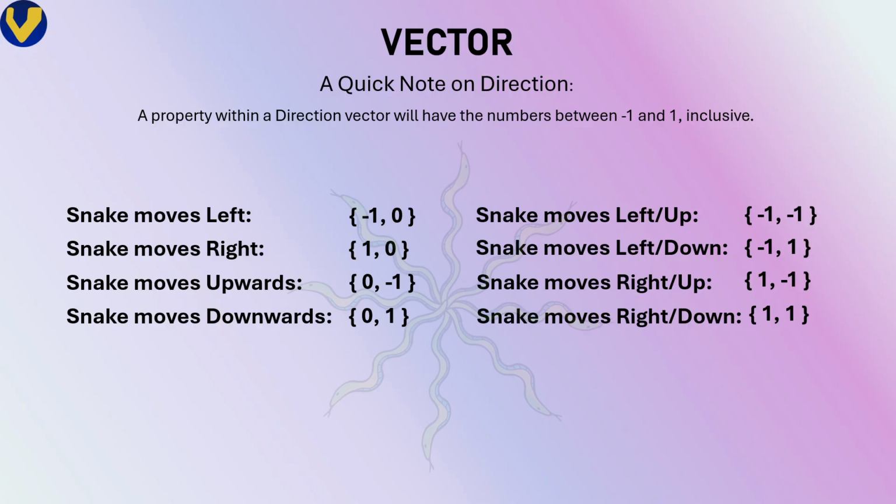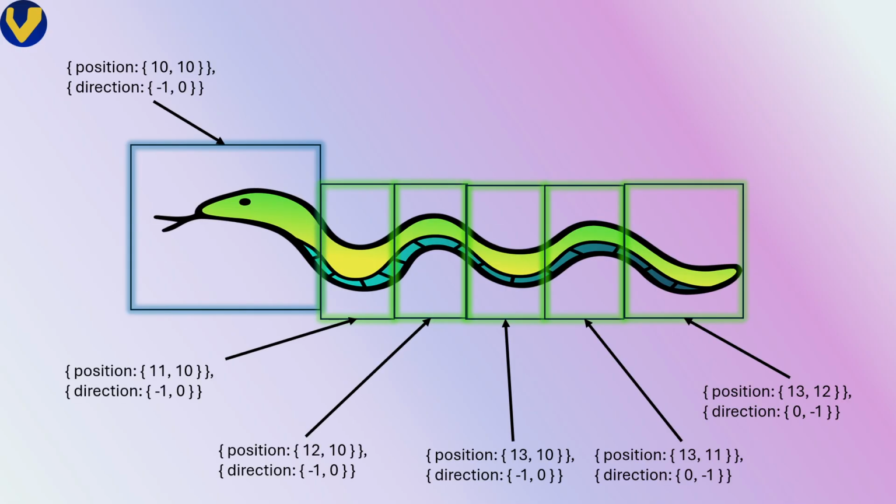So by having the numbers between -1 and 1, we can specify it to go any direction whatsoever, either up, down, left, or right, or depth or pitch or whatever the Z factor is for 3D. So let's take a quick look at what this will look like within a particular snake.